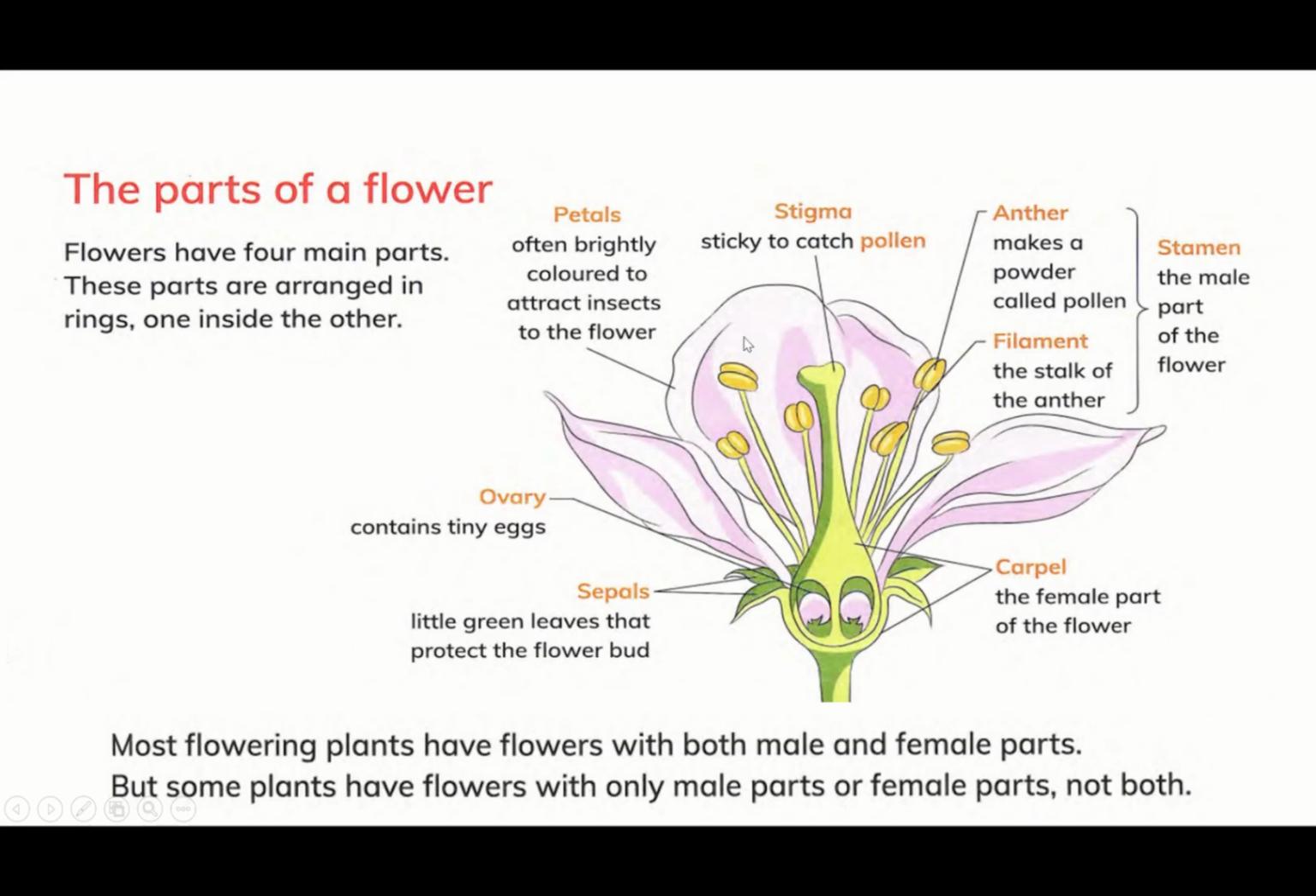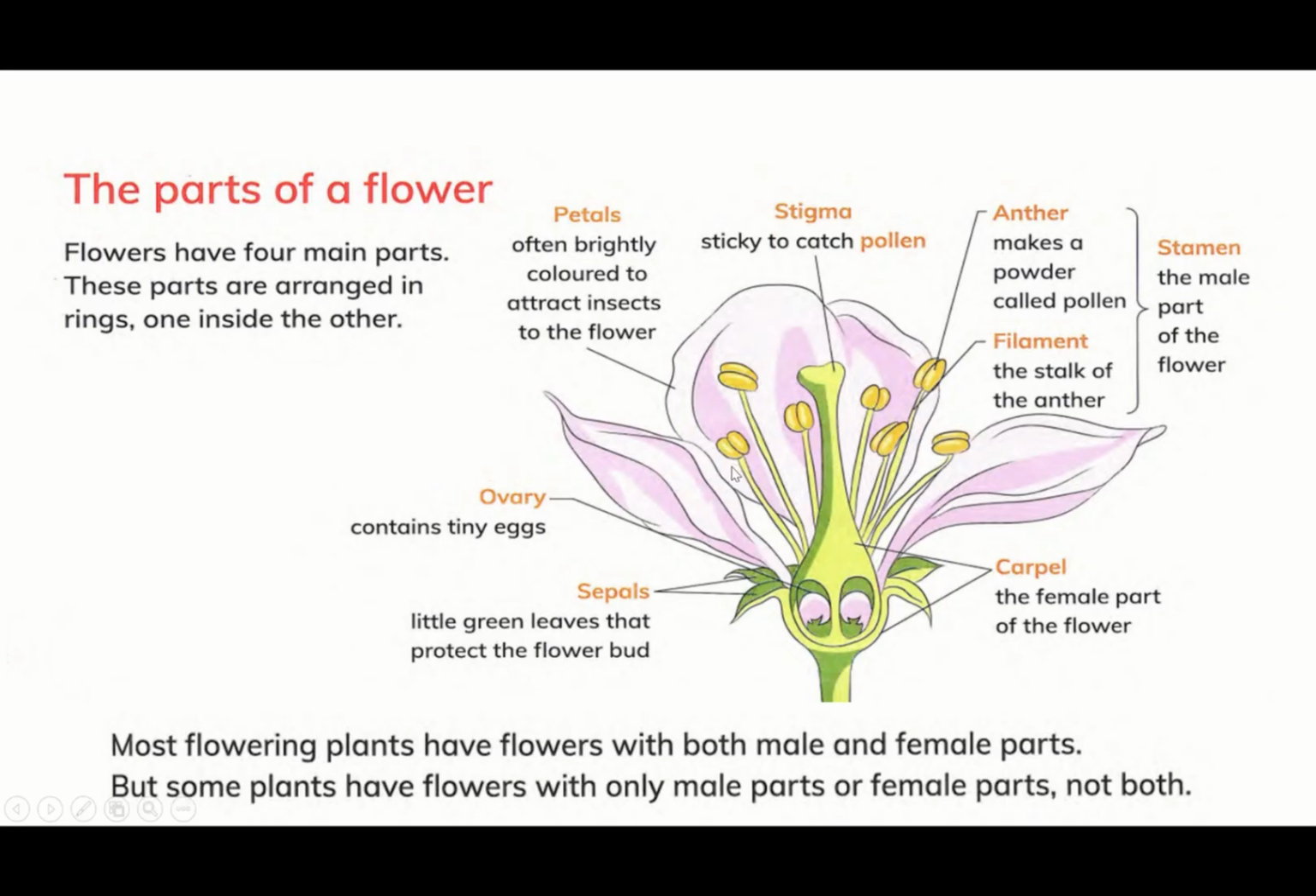What about petals, guys? This brightly colorful part, we call this petals. They are often brightly colorful to attract the insects, guys. Of course, when the insects visit the flowers, they will go for the brightly colorful flowers, or the flowers which have a wonderful scent. If it's not a good scent, it will go again, because we have different kinds of insects. They like different kinds of scent or smell.